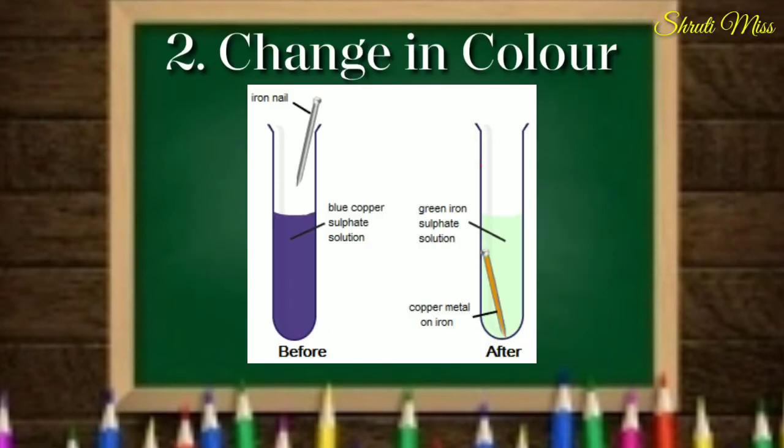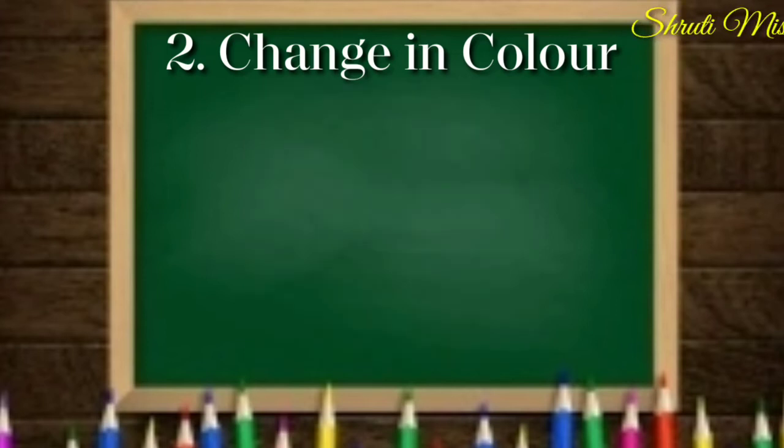After that, the second characteristic is change in color. So here we can see the reaction of iron and copper. Here you can see that an iron nail is dipped in blue copper sulfate solution. After some time it becomes green iron sulfate solution and copper metal deposits on the iron. Okay, so this is the change in color.